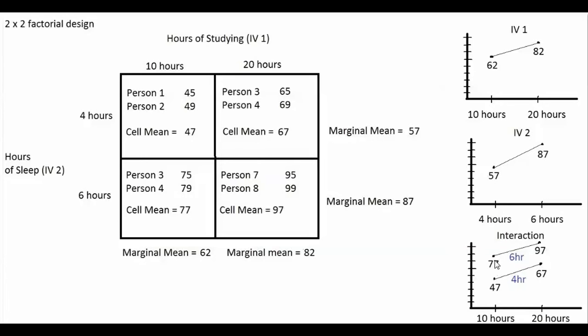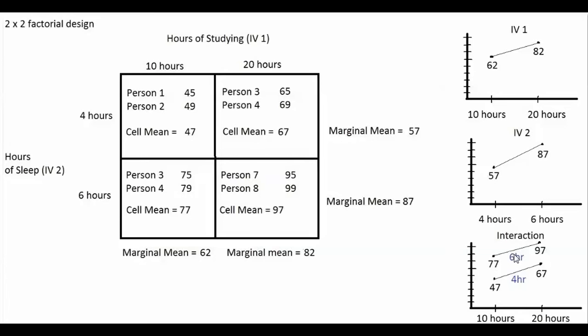If I drew a line connecting this marginal mean of 62 with this marginal mean of 82, I would have a third line in this graph showing the main effect of hours of studying. It would be halfway between these 2 lines.